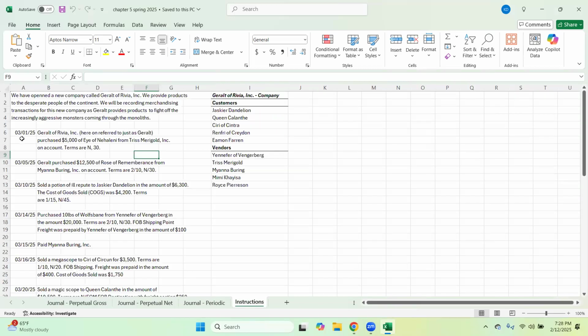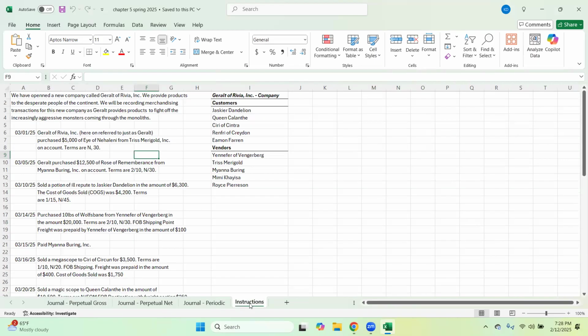Okay, so let's go ahead and start this. My first one is Geralt. We're going to just call him Geralt. Purchased $5,000 of Eye of Nahalini from Tris Marigold Incorporated on account. Terms are net 30. I'm getting good at this. I can't pronounce any other name, but I can do these fake names. We bought some of this Eye of Nahalini, which I believe is going to be an herb of some type, because why not?